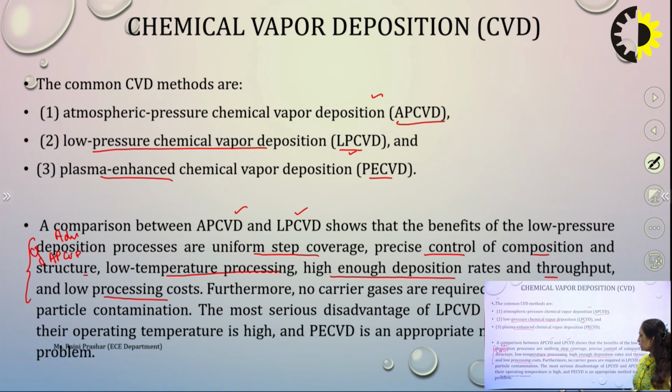The most serious disadvantage of LPCVD and APCVD is that the operating temperature is high, and PECVD is an appropriate method to solve all these problems, where the temperature will be low and contamination will be less in case of PECVD, plasma enhanced chemical vapor deposition.